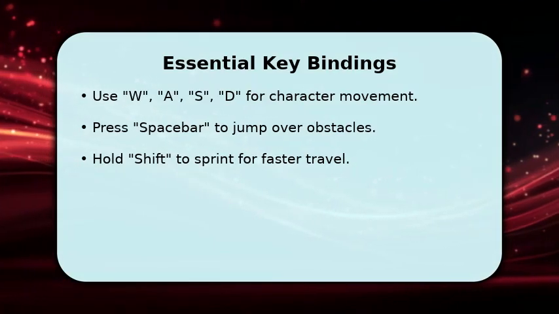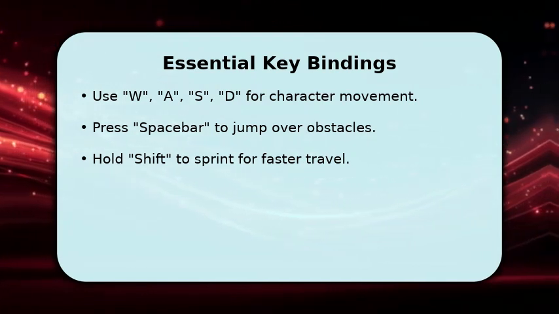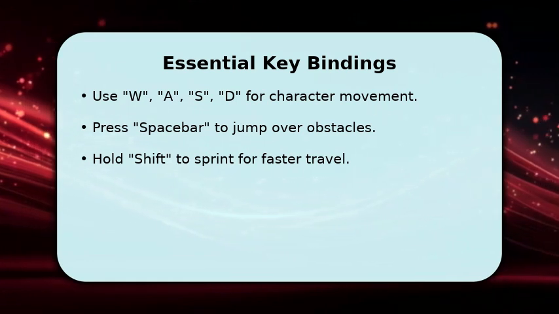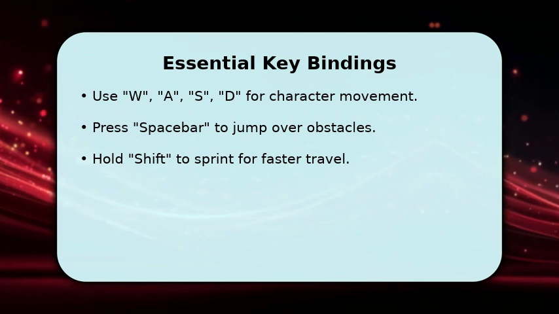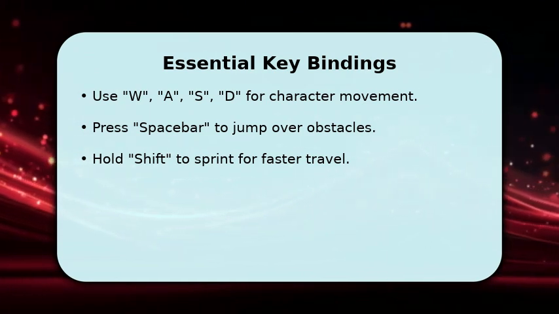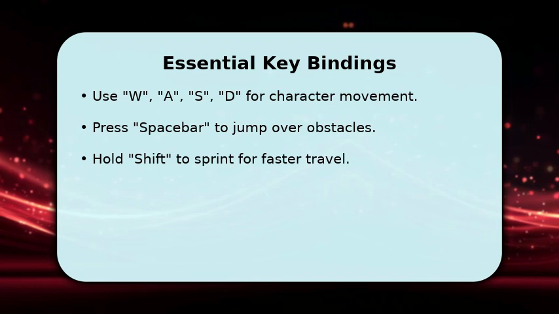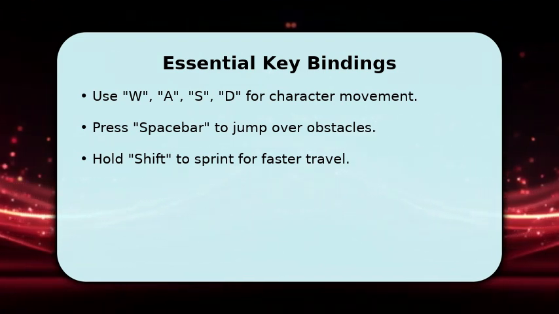Movement is fundamental in Rust. Use the W, A, S, and D keys to move your character forward, left, backward, and right, respectively. To jump over small obstacles or gain a height advantage, simply press the spacebar. For quicker traversal across the map, hold down the Shift key to sprint. When you need to be stealthy or take cover, press the Control key to crouch.